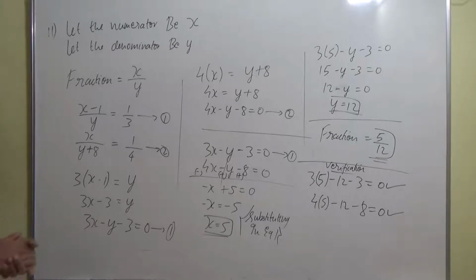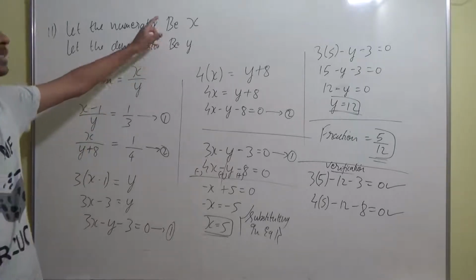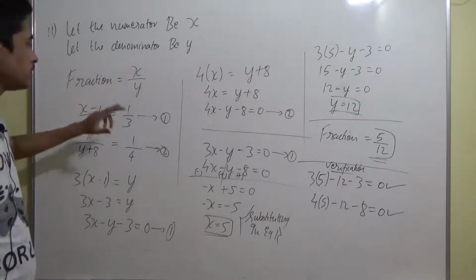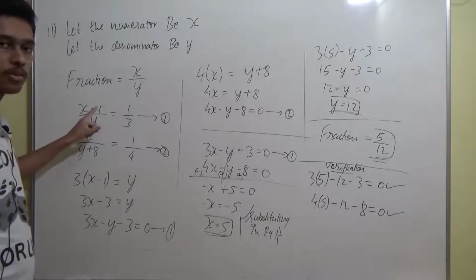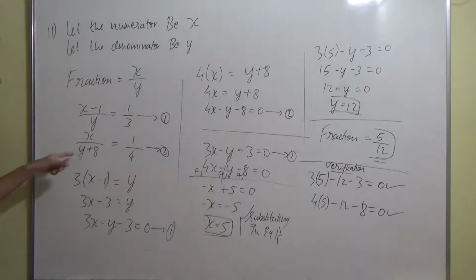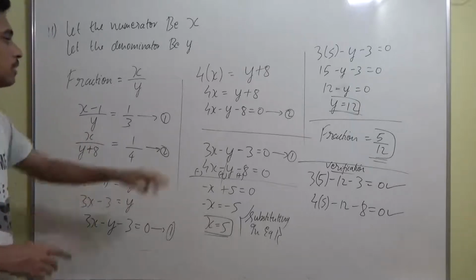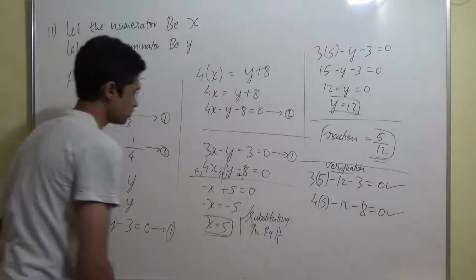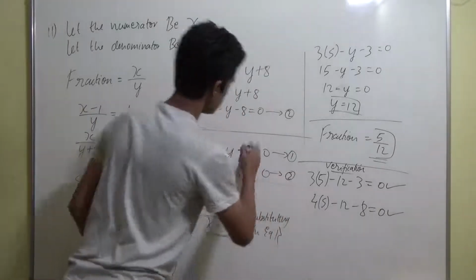So it's simple, guys. What we did, we just assumed the variables. Let the numerator be x and the denominator be y, and then we followed the conditions. They said if you subtract 1 from the numerator, you will get the fraction 1 by 3, and if you add 8 to the denominator, you will get the fraction 1 by 4. We just formulated it, cross multiplied it since it's in fractional form, and we have to convert it to non-fractional form to solve. Then we got these two equations in non-fractional form.